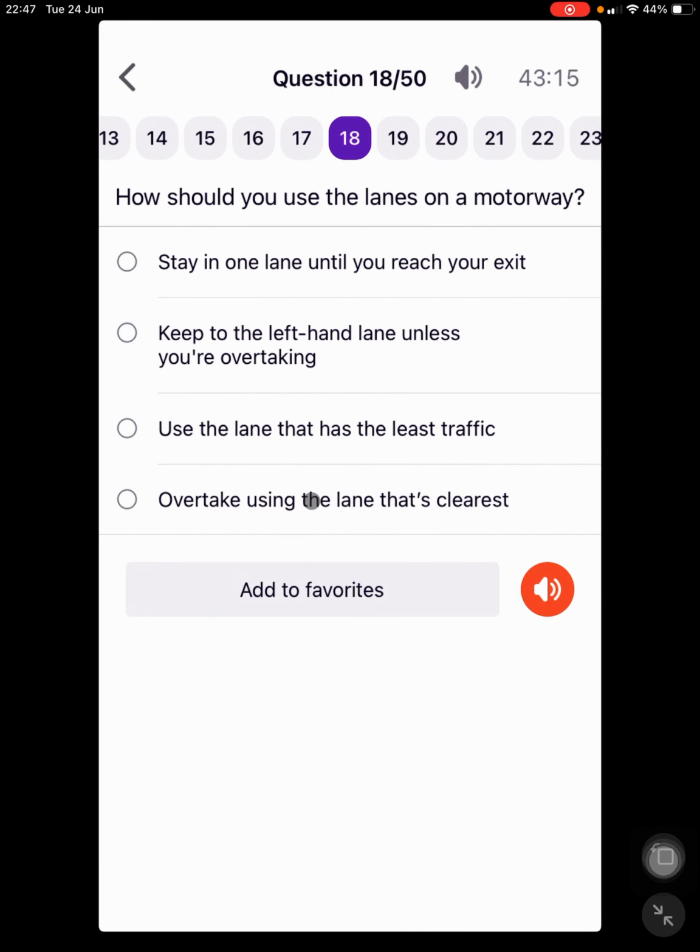How should you use the lanes on a motorway? Stay in one lane until you reach your exit. Keep to the left-hand lane unless you're overtaking. Use the lane that has the least traffic. Overtake using the lane that's clearest.